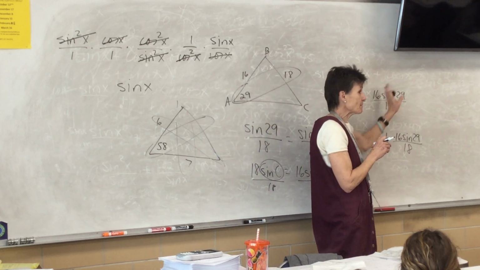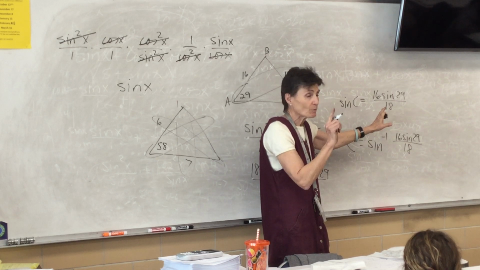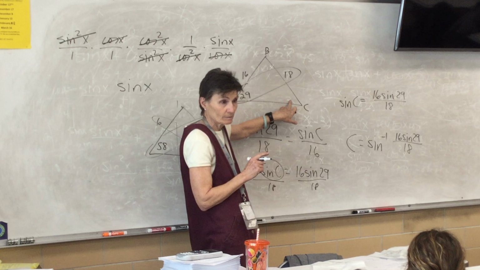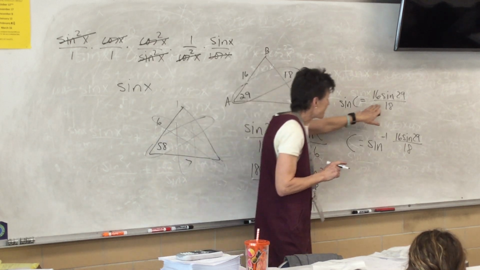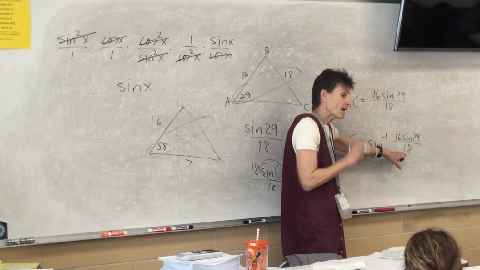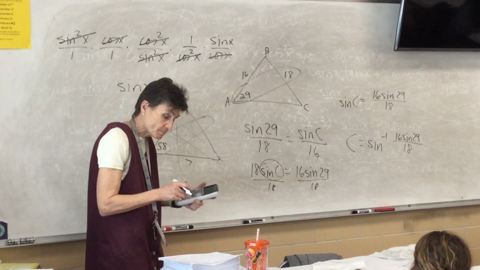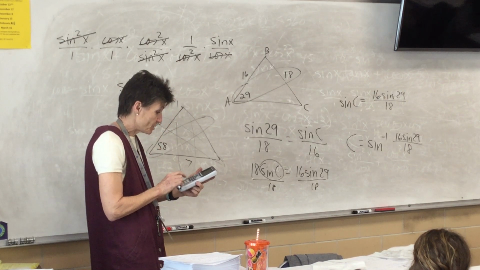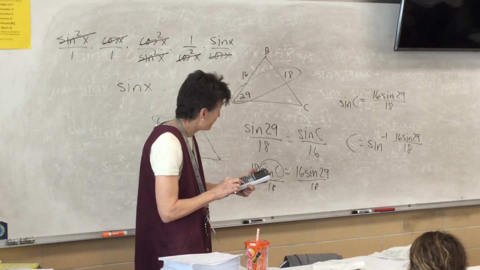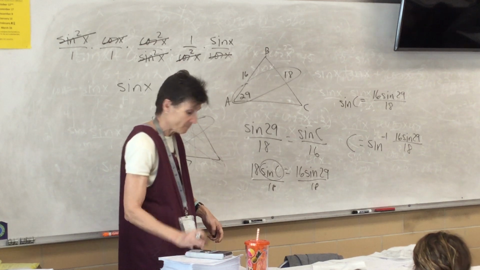If you go ahead and type that in, you can, but it's going to be a decimal. And remember, you're not looking for a decimal, you're looking for an angle. So you don't just type that in, you second sine that, and that will give you the angle. Are you with me? No. So what did you get when you second signed 16 sine 29 divided by 18? 25.53.